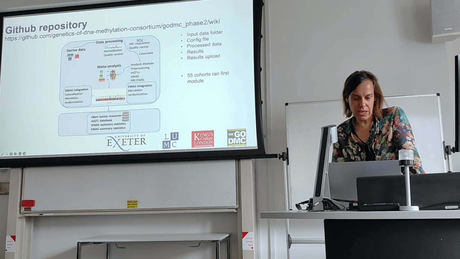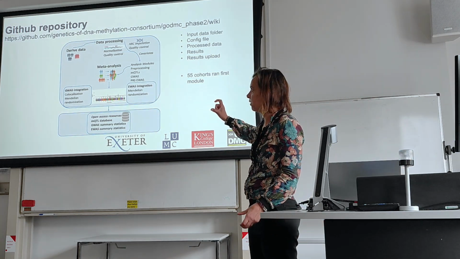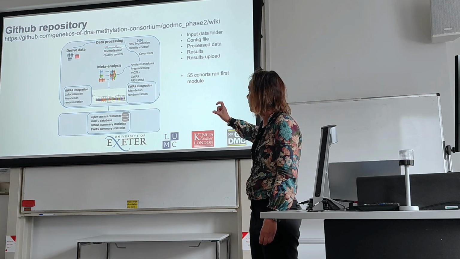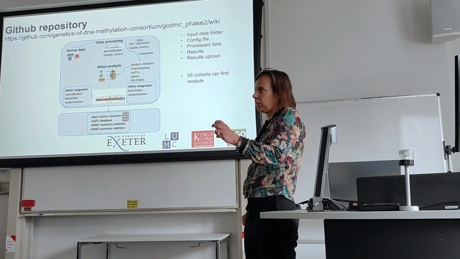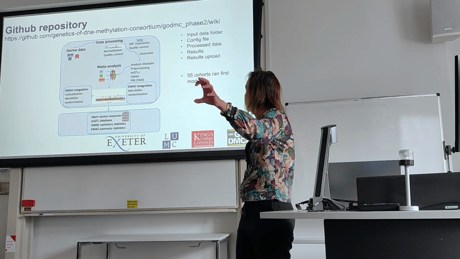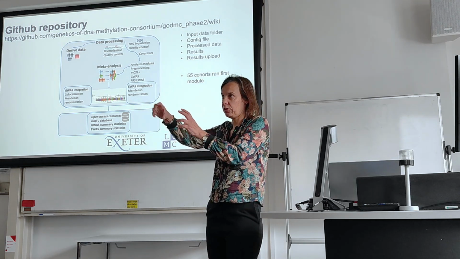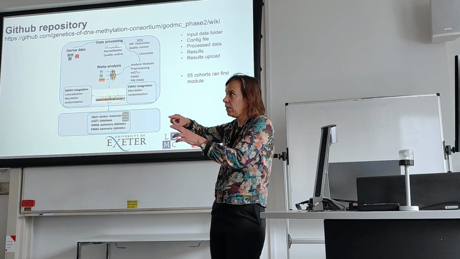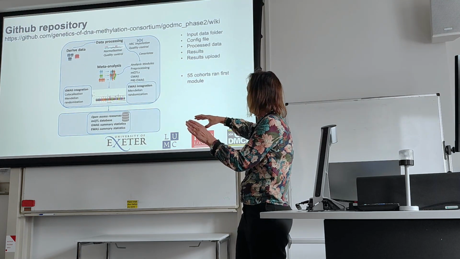So what we released to them is a quite extensive GitHub repository. Basically, people download those scripts, prepare the genetic and methylation data, and put it in their input data folder. Then they fill out a config file with the path where the scripts are, a path to the data, a path where the results are going to be, and the process data.